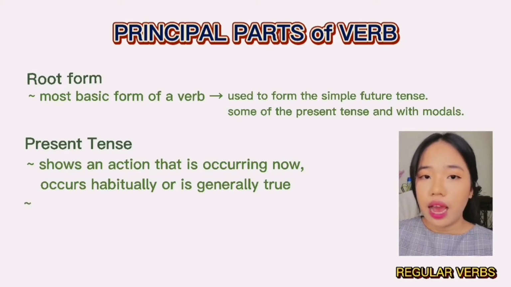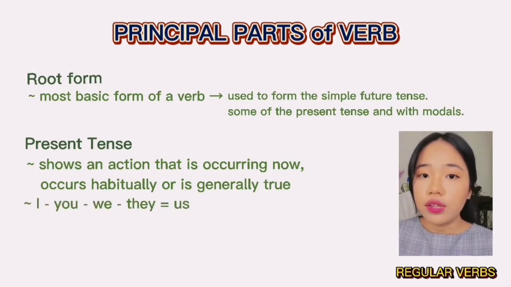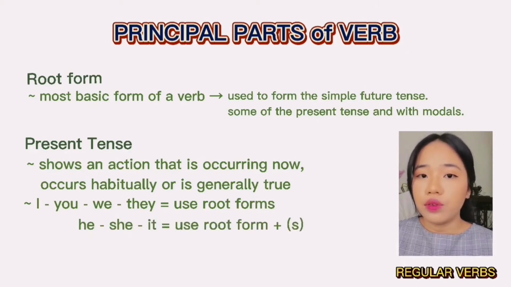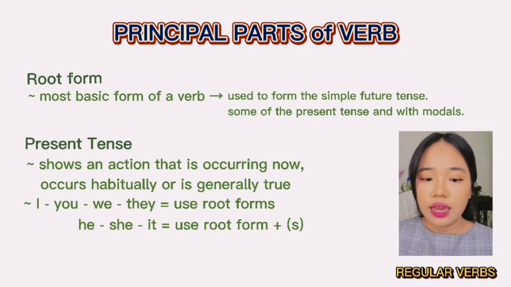For the subjects I, you, we, and they, we only use the root form. For he, she, and it, we use the root verb plus s. Got it? Okay, here's an example. I smile. This is the present tense, where smile is the root. Meanwhile, she smiles. The root form is still the verb smile, but added with s.